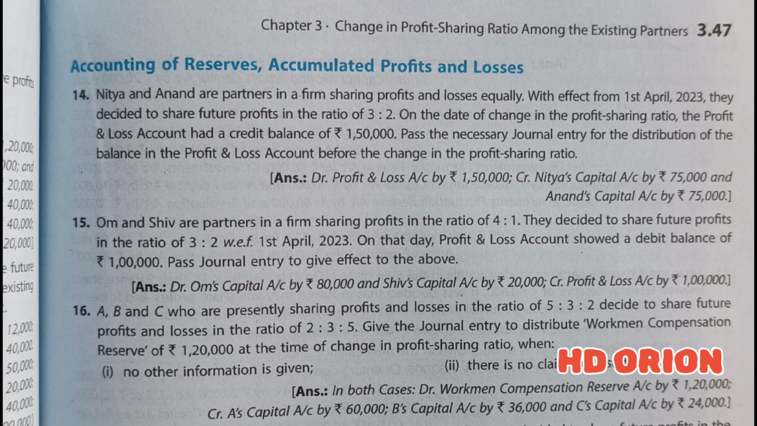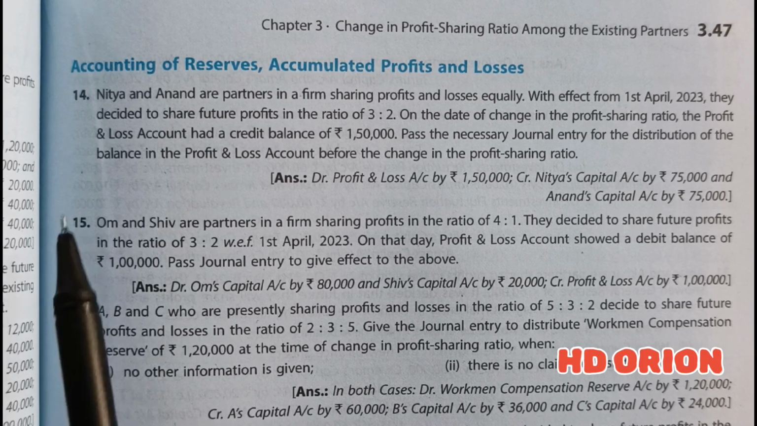has maintained in the past in the balance sheet, that has to be paid to the partners in their old profit sharing ratio. One should understand this because these profits are related to previous years, and in previous years there was the old profit sharing ratio. So these accumulated profits and losses and reserves of previous years will be paid to the partners in their capital accounts in old profit sharing ratio unless otherwise stated in the question.